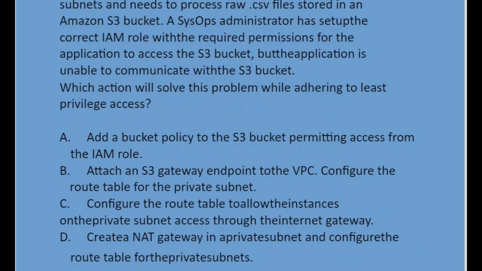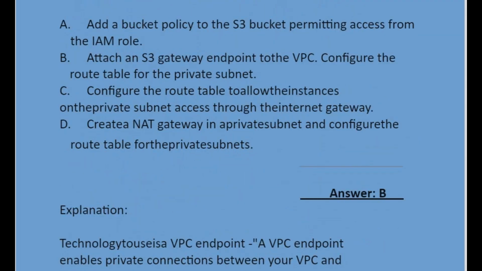Option A, add a bucket policy to the S3 bucket permitting access from the IAM role. Option B, attach an S3 gateway endpoint to the VPC. Configure the route table for the private subnet. Option C, configure the route table to allow the instances on the private subnet access through the Internet gateway. Option D, create NAT gateway in a private subnet and configure the route table for the private subnets. Correct answer is option B.